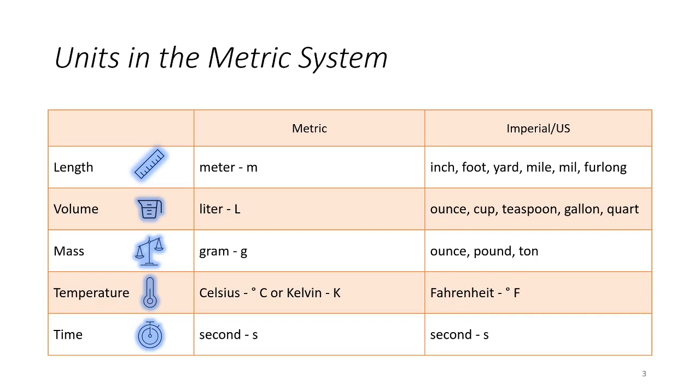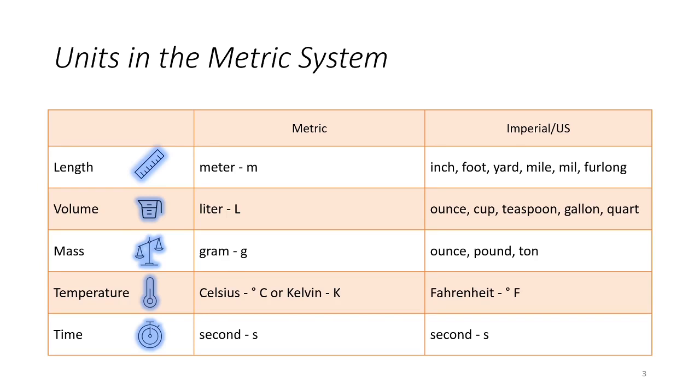For volume, which is actually a derived unit, length cubed. But in chemistry, we measure volume quite often, and the base unit we use is the liter. The abbreviation for this is the capital L. We use the capital L to keep it from being confused with the number 1.